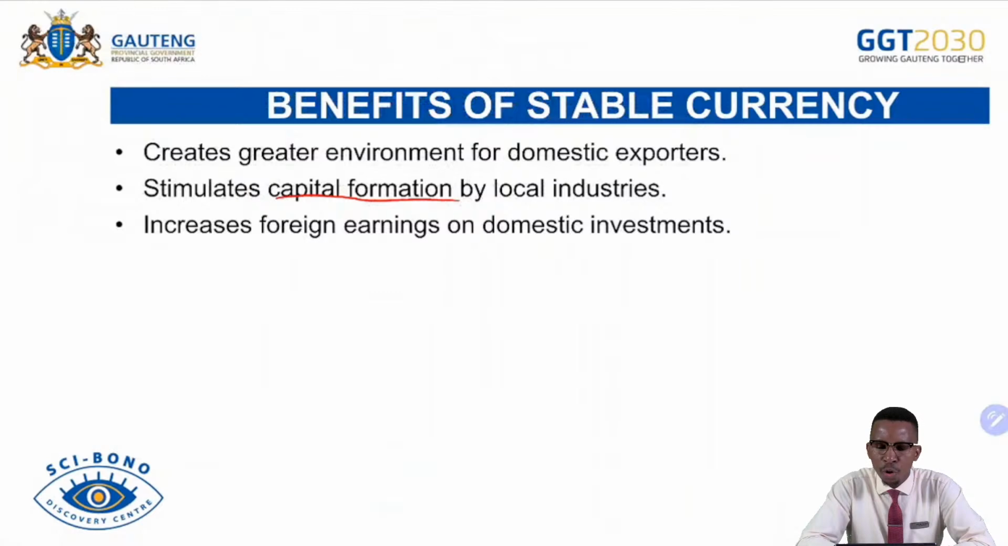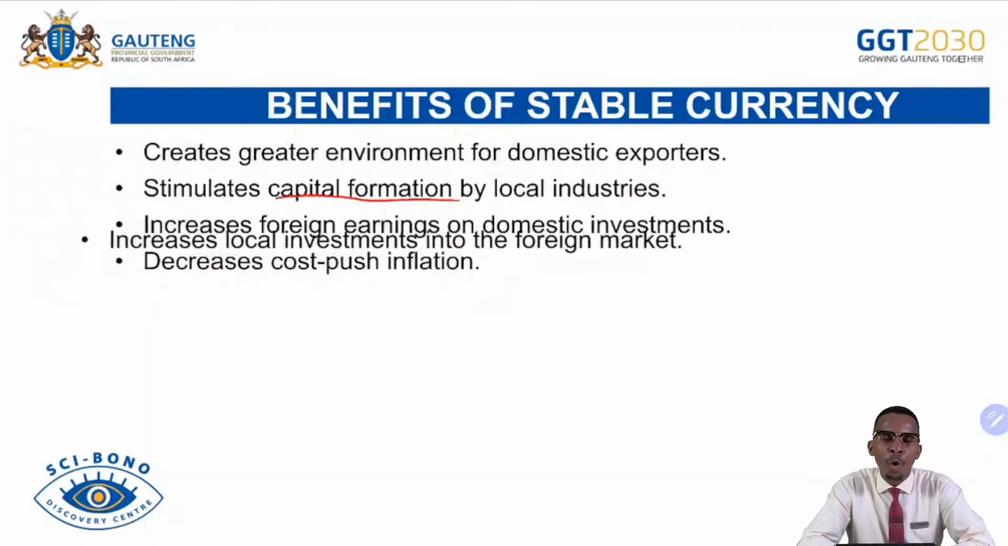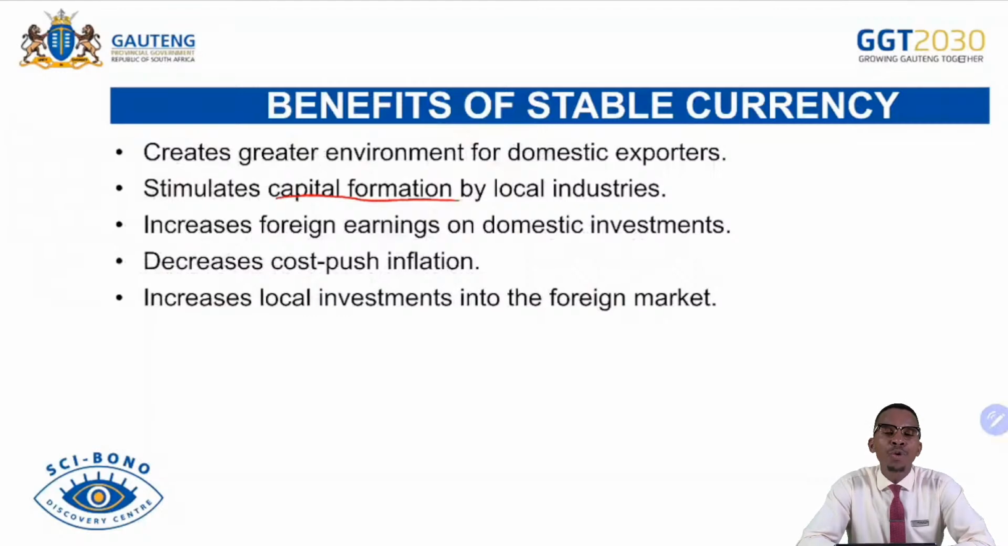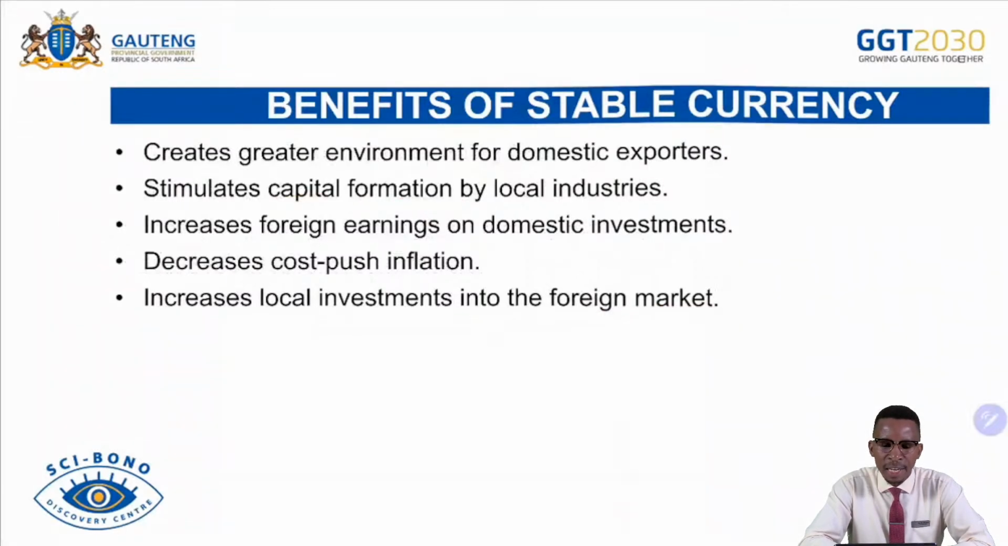Increase in foreign earnings on domestic investment. As we invest abroad, we will be earning reasonable earnings or revenues abroad. Decrease in cost-push inflation, because machines won't be highly expensive, since the currency won't be that weak, but will be stable. Increase in local investment in the foreign market. It will be easy for local investors to invest abroad because the currency will be stable. It won't be highly expensive for South Africans to invest in foreign countries.